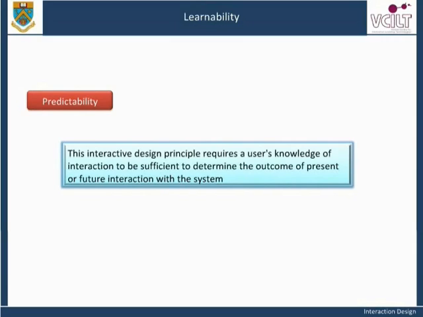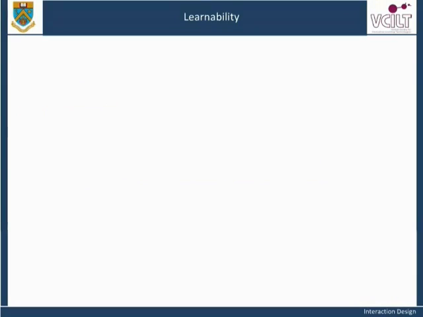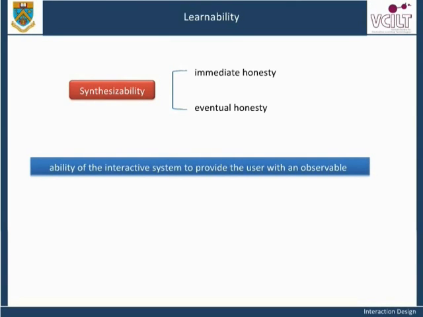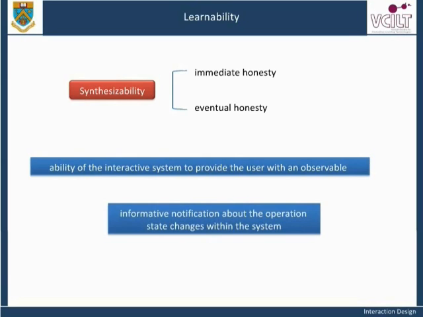Predictability. This interactive design principle requires a user's knowledge of interaction to be sufficient to determine the outcome of present or future interaction with the system. Two aspects of synthesizability are immediate honesty and eventual honesty. In general, these principles relate to the ability of the interactive system to provide the user with an observable and informative notification about the operation state changes within the system.